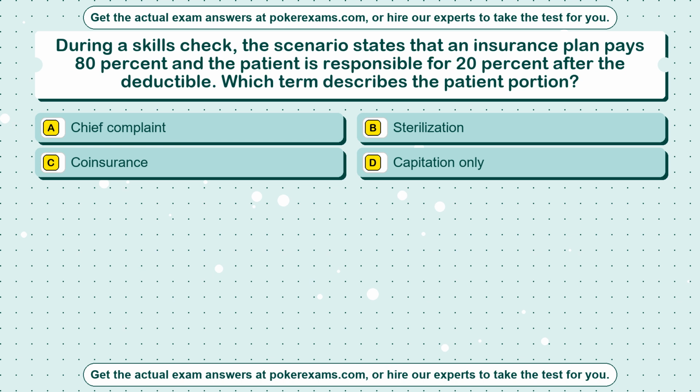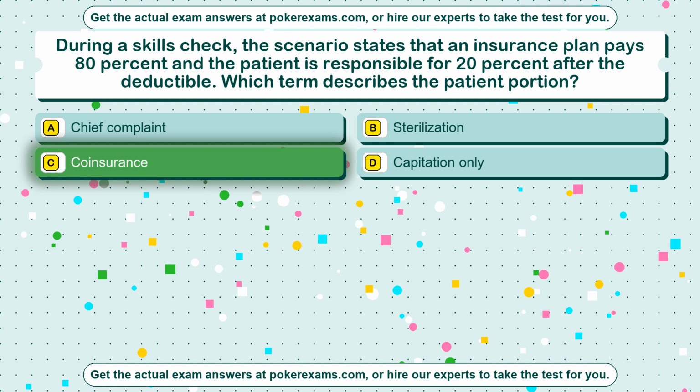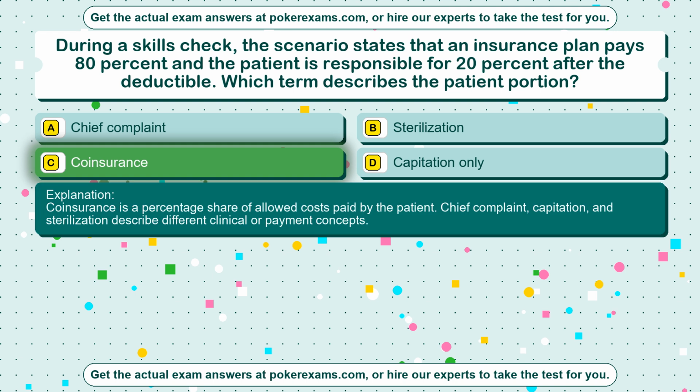Question 67. During a skills check, the scenario states that an insurance plan pays 80% and the patient is responsible for 20% after the deductible. Which term describes the patient portion? Option A, chief complaint. Option B, sterilization. Option C, coinsurance. Option D, capitation only. The correct answer is option C, coinsurance. Coinsurance is a percentage share of allowed costs paid by the patient. Chief complaint, capitation, and sterilization describe different clinical or payment concepts.